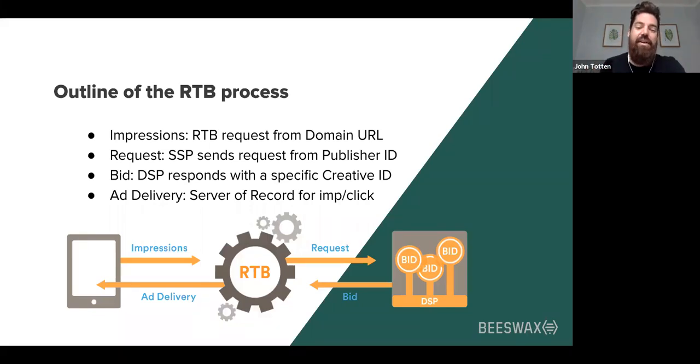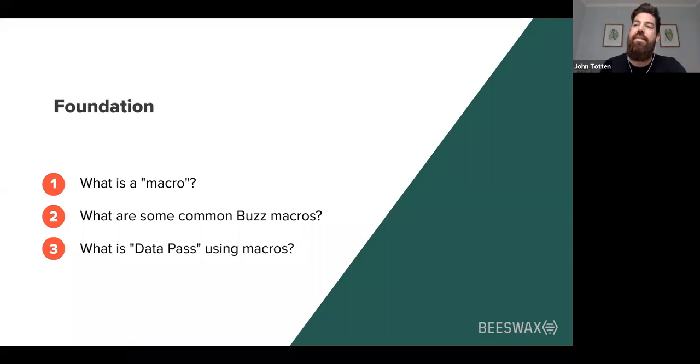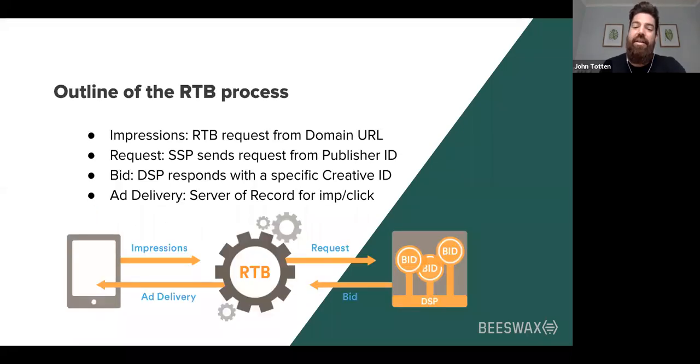And then last, we have this concept of ad delivery, where the server of record will track the impression and click. And often that ad server of record wants to keep or track all of that information. So Beeswax recommends utilizing data pass in order to push things like the domain URL, the publisher ID, or the click ID into those external impression and click URLs.